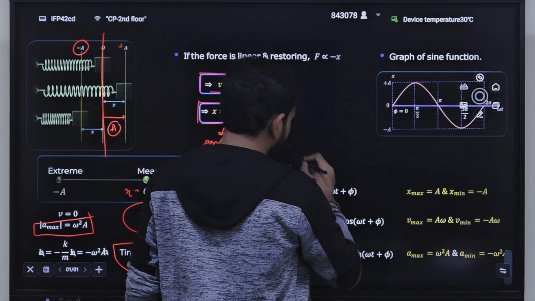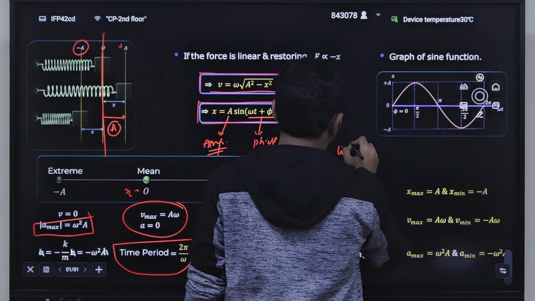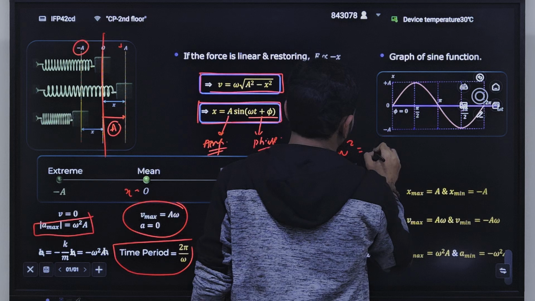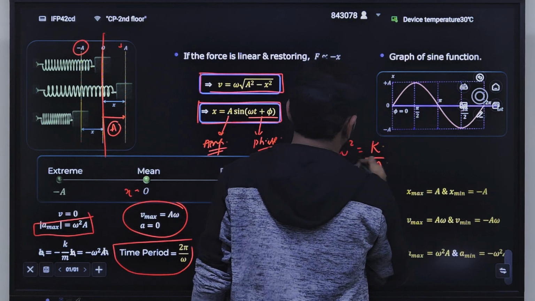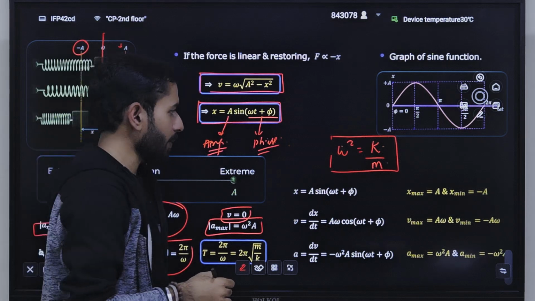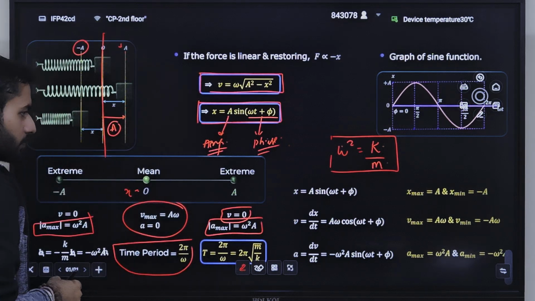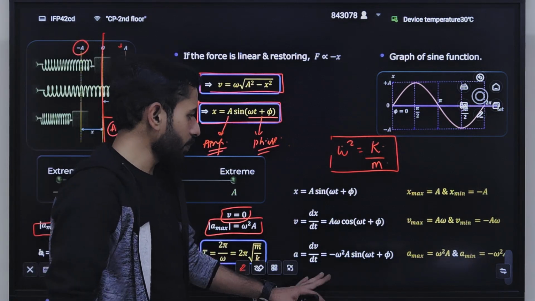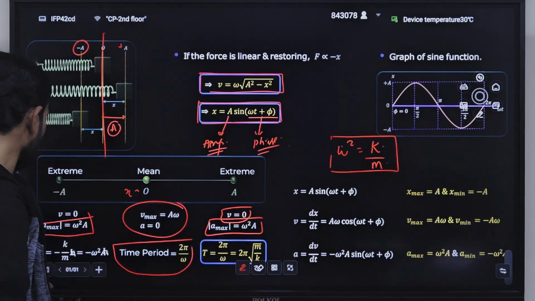One more important formula that you should know is omega square is equal to k by m. Omega square is equal to k by m. Correct? These things I have already explained.